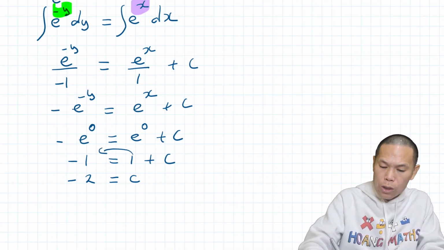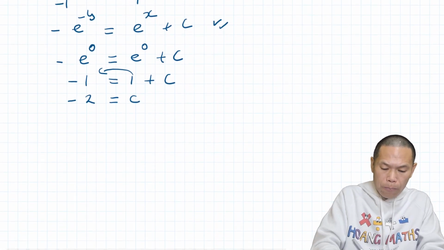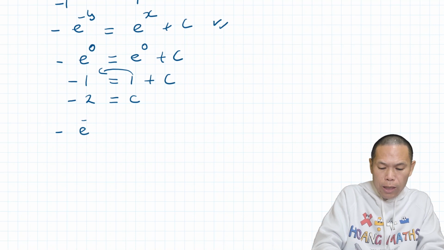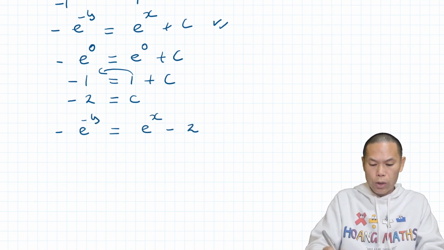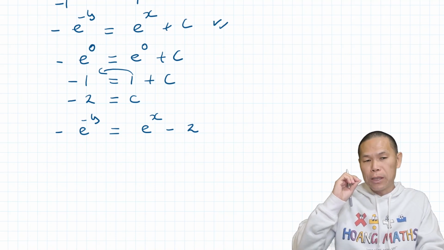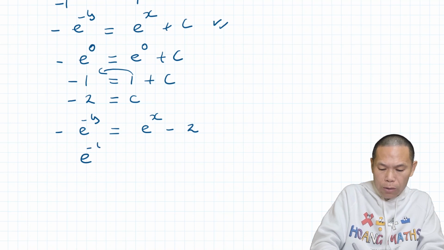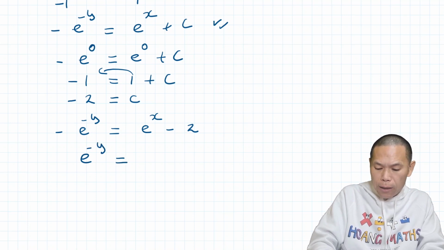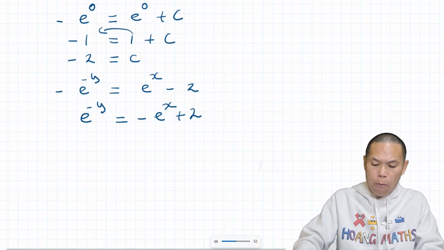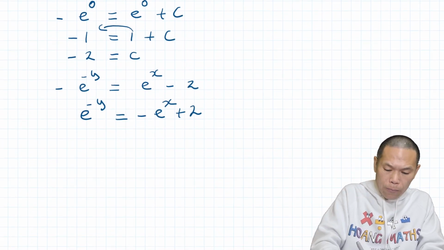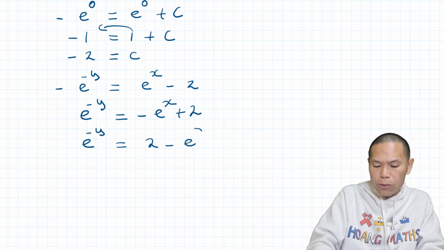Now we substitute back into the equation. That gives me negative e to the negative y is e to the x minus 2. Now I times negative on both sides, so that becomes positive. So e to the negative y is negative e to the x plus 2. Now I can rewrite this: e to the negative y is 2 minus e to the x.